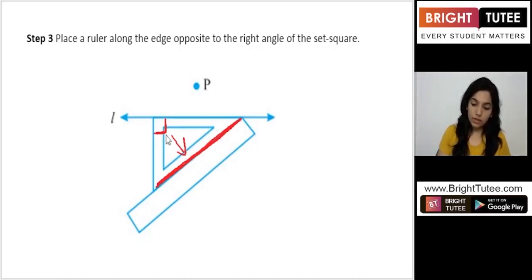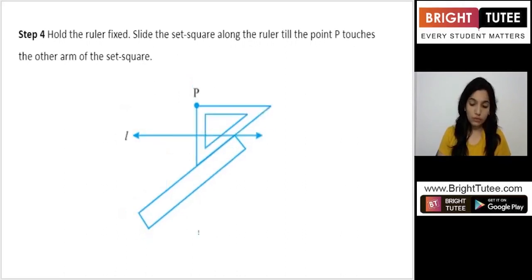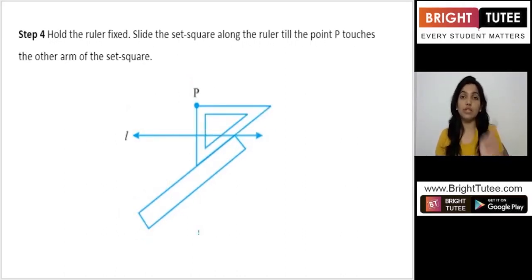So if you have done this, I hope you are holding the ruler and your set square correctly, where you see the opposite side of the 90 degree, placing the ruler there. You hold it firmly. Now this is very important. Hold the ruler fixed. It should not move from its position.